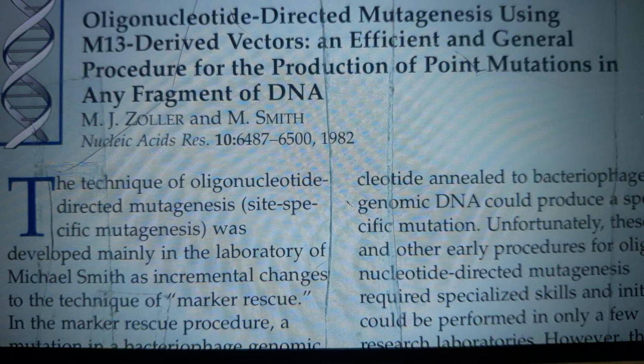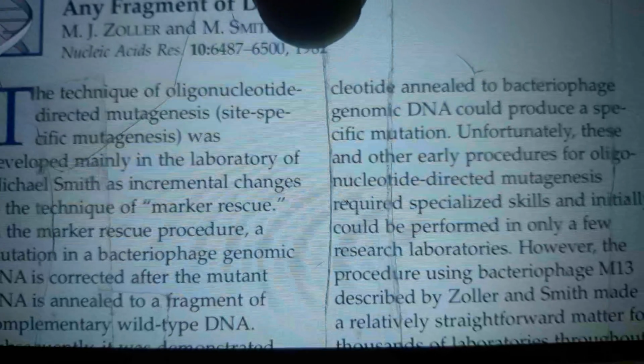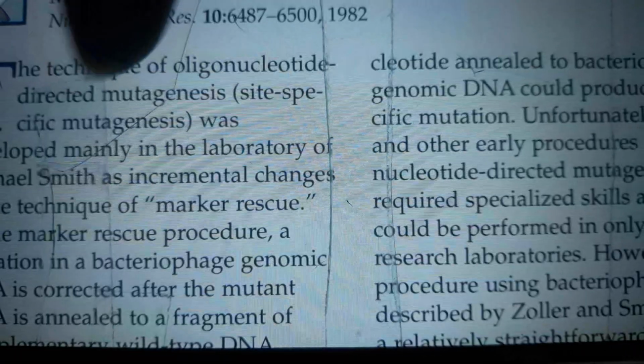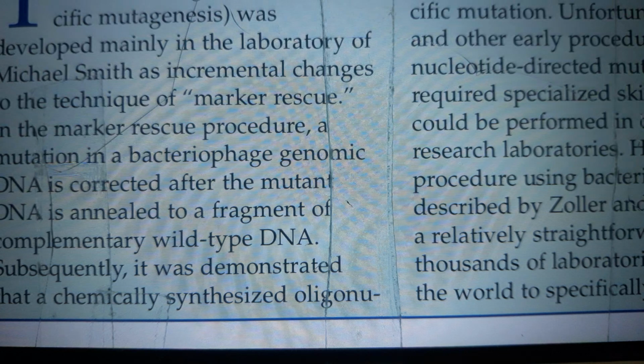On to the milestone. Note: oligonucleotide-directed mutagenesis using M13-derived vectors, an efficient and general procedure for the production of point mutations in any fragment of DNA. The credits go to M.J. Zoller and M.J. Smith. The technique for oligonucleotide-directed mutagenesis, site-specific mutagenesis, was developed mainly in the laboratory of Michael Smith as incremental changes to the technique of marker rescue.